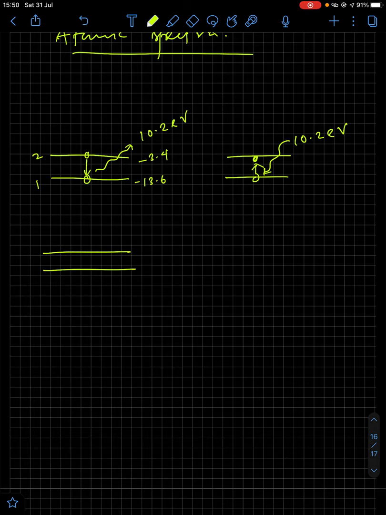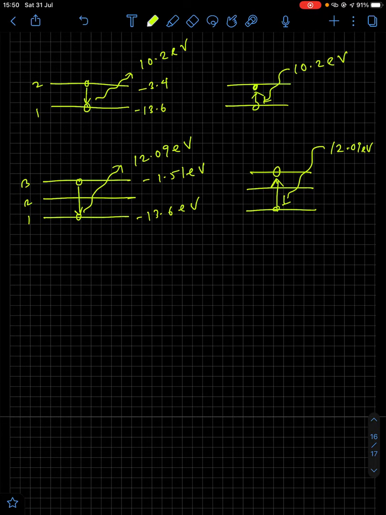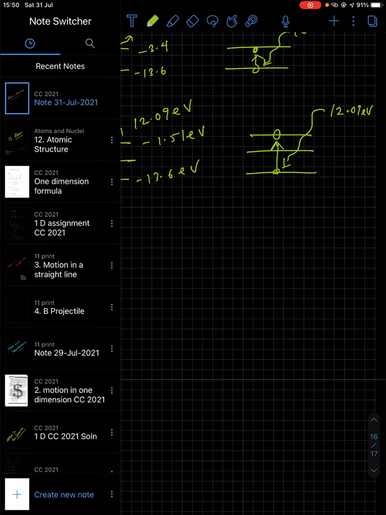Okay, so similarly it goes for 1 to 3. If an electron jumps from 3 to 1, then the energy released will be 12.09 electron volt. Okay, because this value is minus 1.51 eV and this is minus 13.6 eV. Now if an electron has to go from 1 to 3, then it will need 12.09 eV. Okay, so based on this we'll understand this line emission spectra and line absorption spectra.